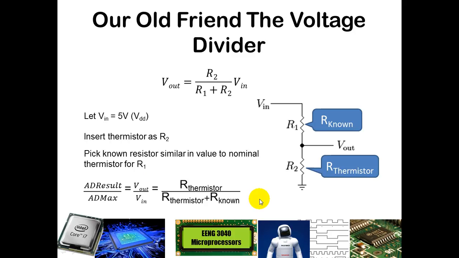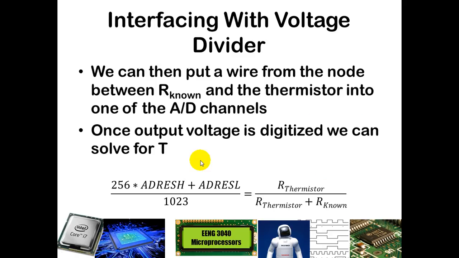So from that, you can figure out what your resistances are, and for the resistance for the thermistor, because you will know the known value, you know what the maximum is. In this case, we have a 10-bit analog to digital converter, so the maximum value is going to be 1023. And then your A to D result is what you will have the microcontroller compute for you.